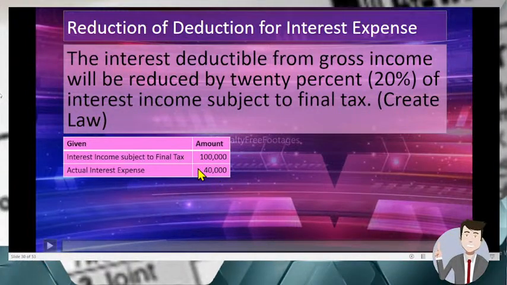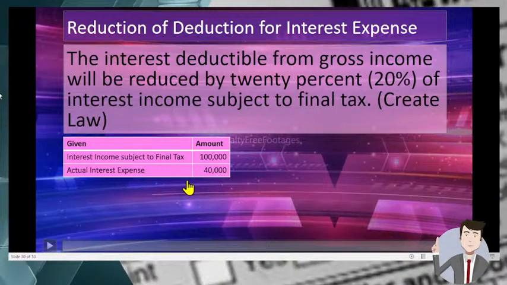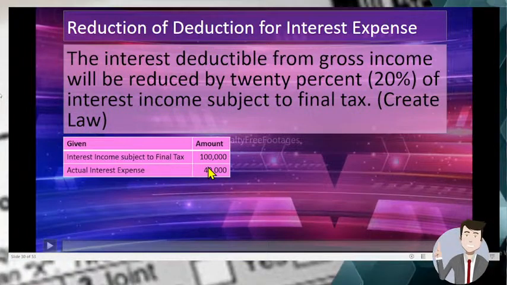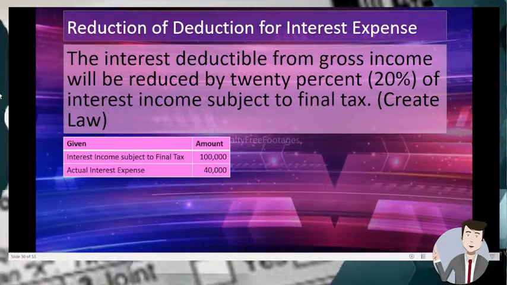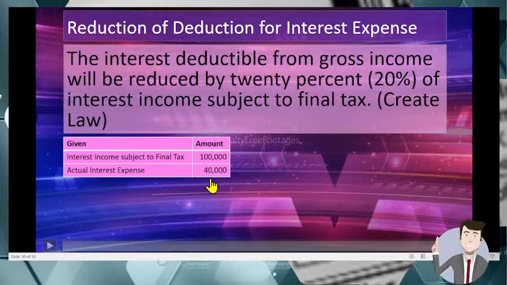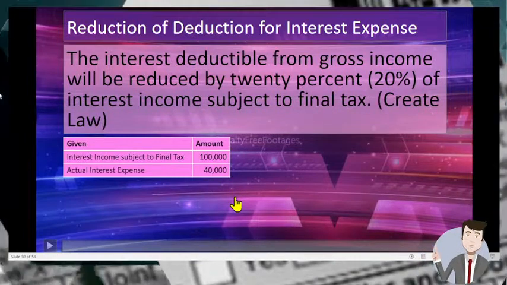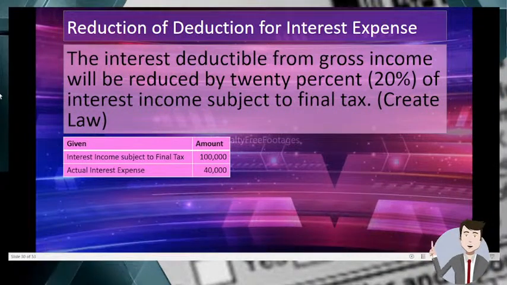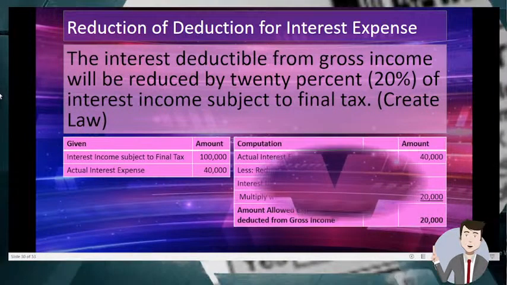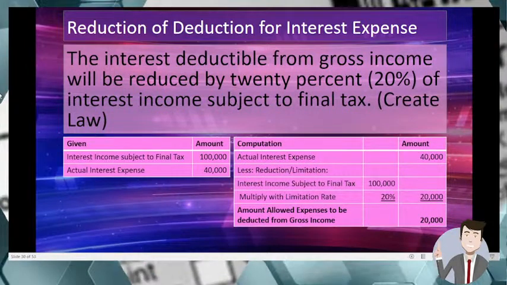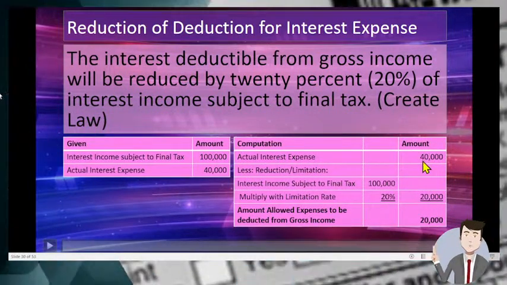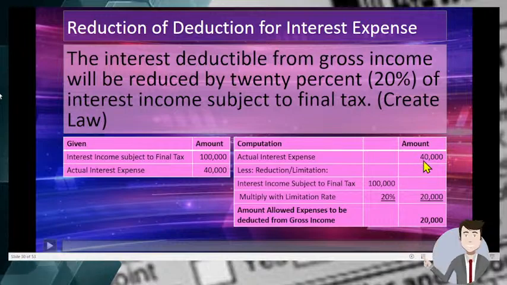We are the debtor. We are the one who borrows money and pays it based on the agreement. And our payment to the principal includes interest expense of 40,000. So our concern is how to treat 40,000 for the purpose of the computation of taxable income. Okay, so the computation should be your actual interest expense of 40,000.